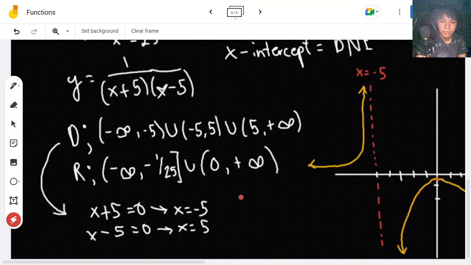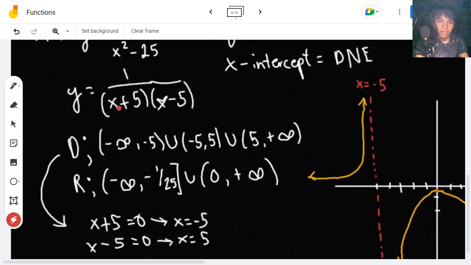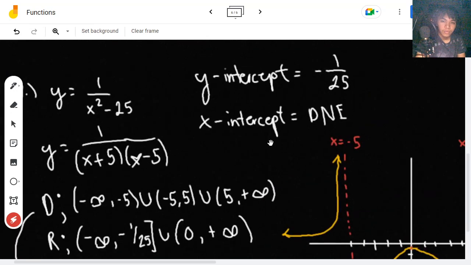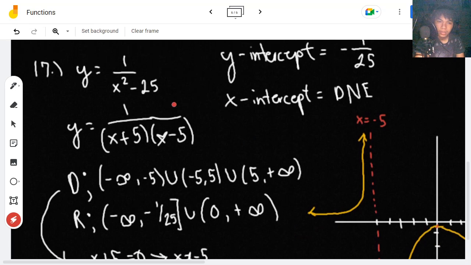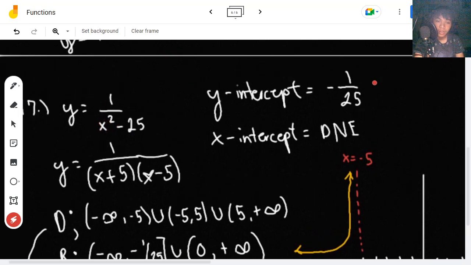Since x cannot be equal to 5 or -5, since it will give you 0. And for the x-intercept, we will see why it does not exist, and we will see that on the graph. And for the y-intercept, we just substitute 0 to x, so it will be -1/25. Since 0 minus 25 is -25, 1/-25 is equal to -1/25.